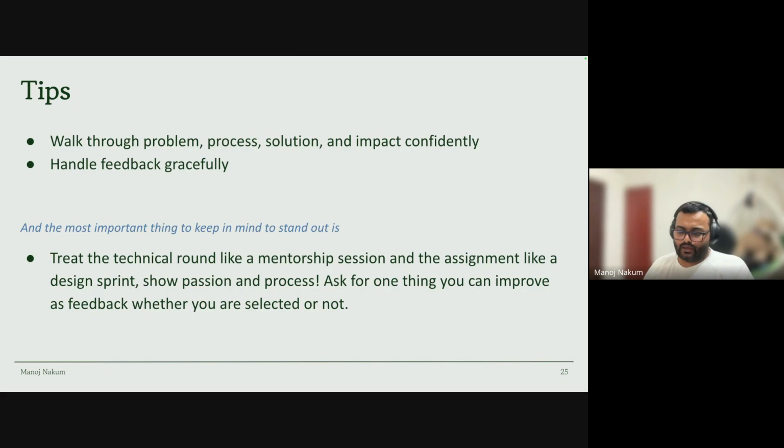And there is one thing that will make you stand out. Okay. In the technical round, when it is online, make sure that you ask questions while you are doing the work, and even after you are doing the work. And take the benefit, okay? You are getting 1 or 2 hours of mentorship from the lead designer. Okay?